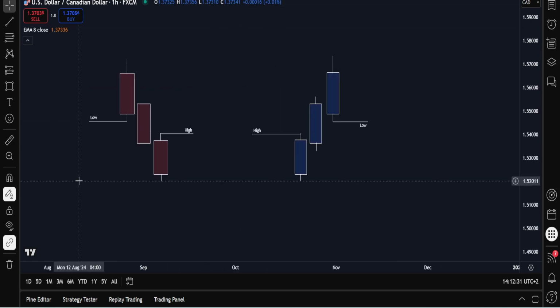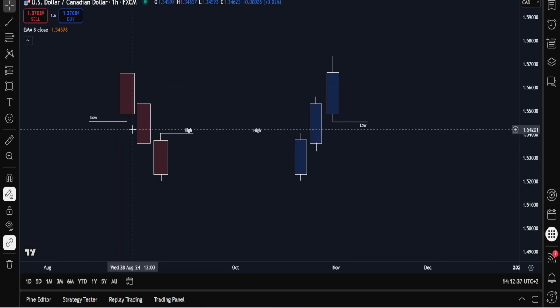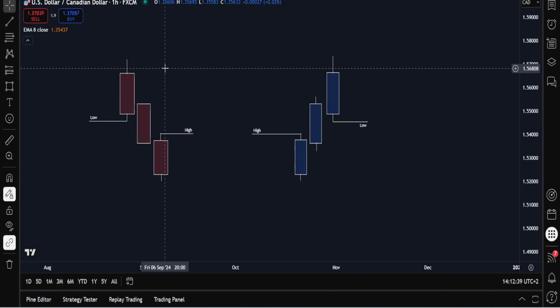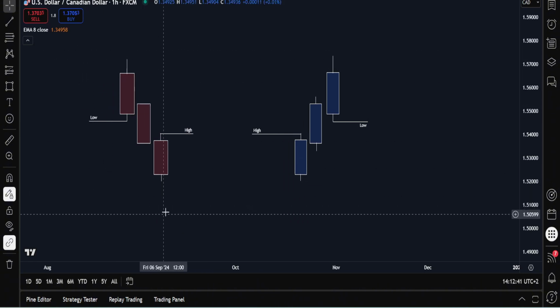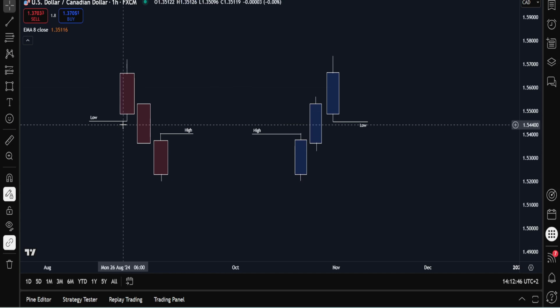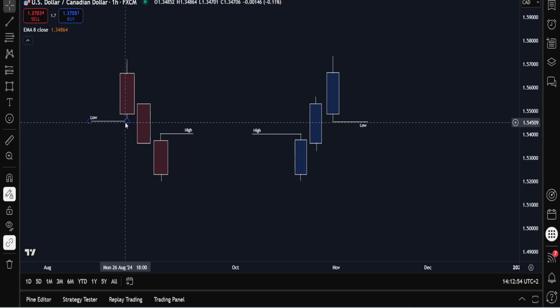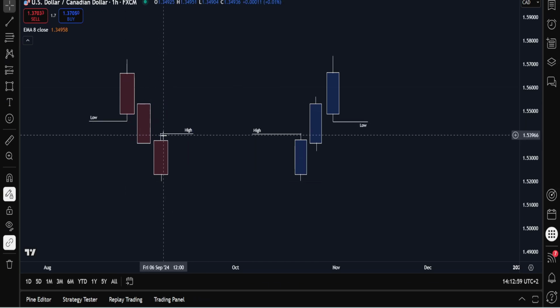So, okay guys, now we're going to show you how you can actually identify a fair value gap. Now, how you identify it on the chart is when you see a 3 candlestick formation. And in a bearish movement, if you see the first candlestick's low does not overlap the third candlestick's high, then you have a fair value gap. Wherever you see an instance where the candlesticks overlap, then it's not a fair value gap.